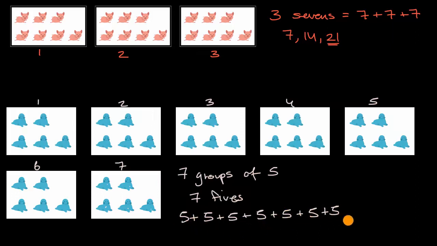And if I wanted to figure out what that is, I could skip count. I could skip count 7 fives. So that would be 5, 10, 15, 20, 25, 30, 35. So if I were to have all these 5s up, 5 plus 5 is 10. Add another 5, you get to 15. Add another 5, 20. Add another 5, 25. Add another 5, 30. Add another 5, 35, which is exactly what you see there.